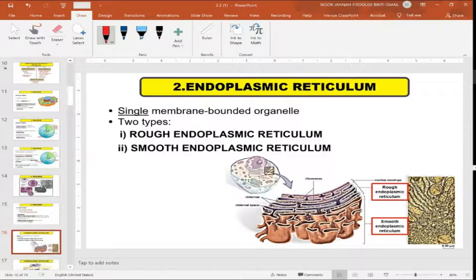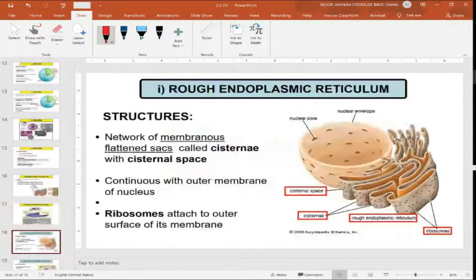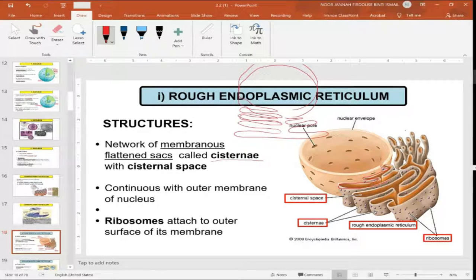Endoplasmic reticulum includes rough and smooth endoplasmic reticulum. They are single membrane-bound organelles. The RER is usually a continuation of the nuclear membrane, or we can say it is directly attached to the nuclear membrane. For its structure, you must remember the word cisterna, a flattened sac. If we draw it in 2D, we draw it flattened. This is the nucleus, continuous with the outer membrane of the nucleus. The nucleus has two membranes. Ribosomes are attached to the outer surface of its membrane. The space inside is called the cisternal space. You can call it cisterna to help you remember the spelling.